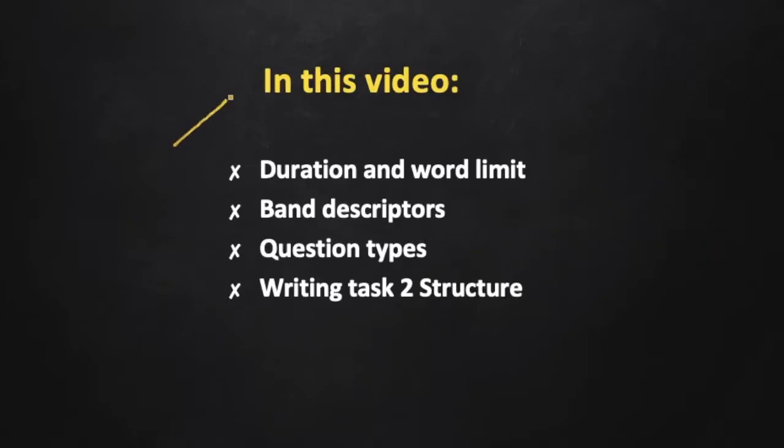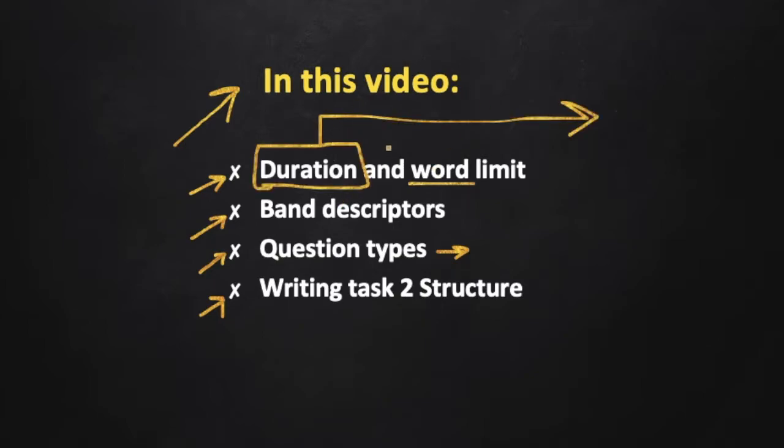Let's take a look at what we will be doing in today's session. So today we will be discussing what is the duration and the minimum word limit of writing task 2. We will elaborate on the band descriptors and we'll look at the different question types. Please take a note that these will be an overview of the question types. The individual question types will be covered in the subsequent videos. And we'll also take a look at the overall writing task 2 structure. I will be covering the individual question types and their structures with a solved exercise in a different video. So let's get started with today's lesson.